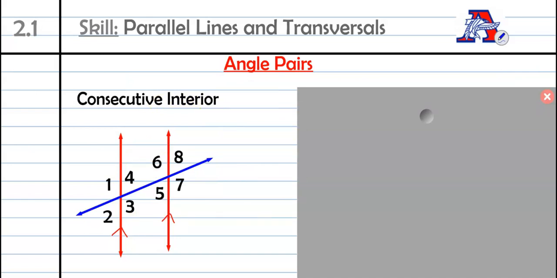Okay, moving on to consecutive interior. So interior again means the inside, but consecutive means on the same side of the transversal.